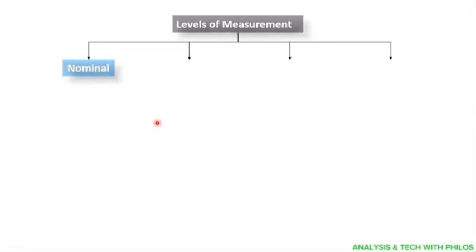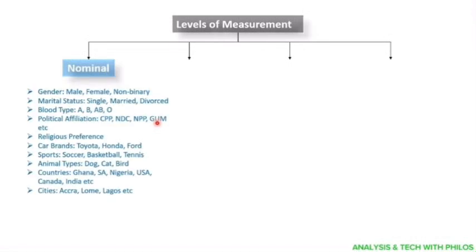It's very important. So these are the examples of nominal level of measurement. So let's take the characteristics. It is categorical in nature, and it cannot be ordered or ranked. For example, when we look at gender, gender can either be male, female, or non-binary, right? We don't rank gender.